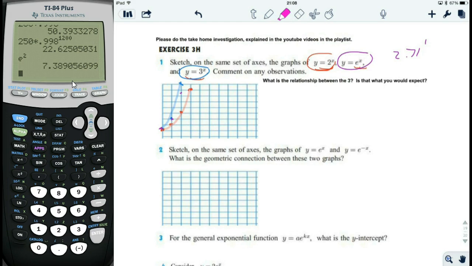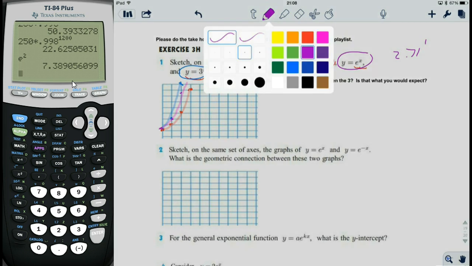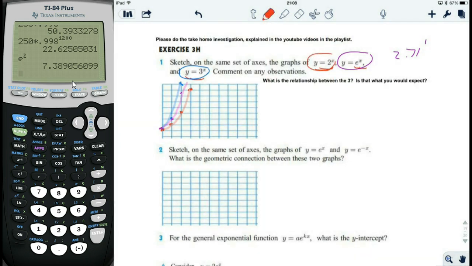Okay, now let's draw the graph of e to the x. So draw those three lines, and then it asks you, what is the relationship between the three? Is that what you would expect? Well, they're all very close together, right? What else is related among them? Which one's highest, which one's lowest? Well, 3 to the x is the highest, 2 to the x is the lowest, and e to the x is in between. Does that make sense? Yeah, because 2.71 is between 2 and 3.